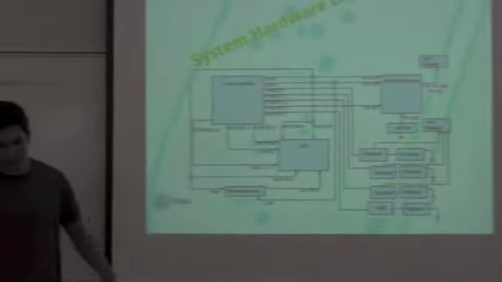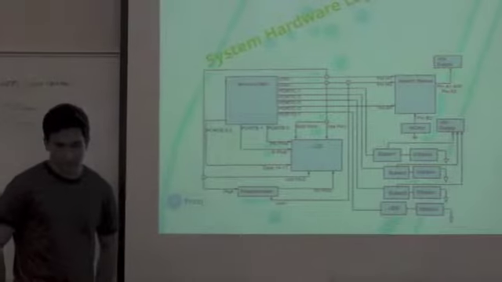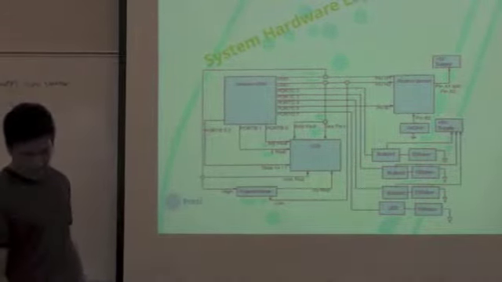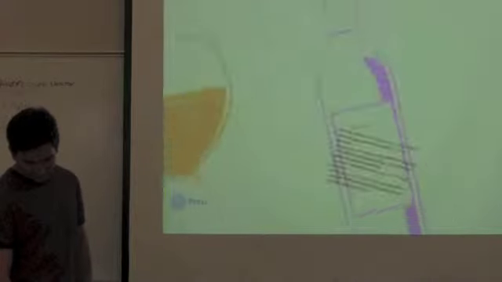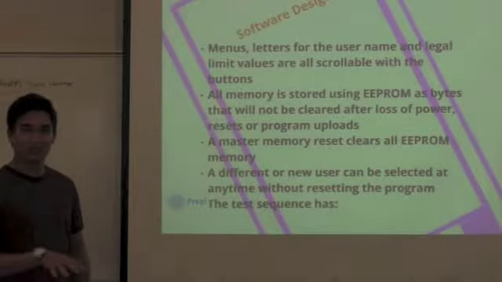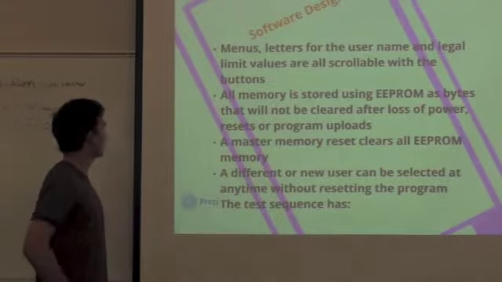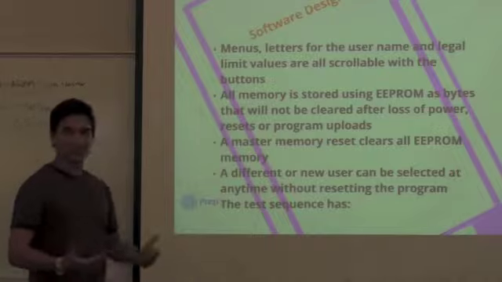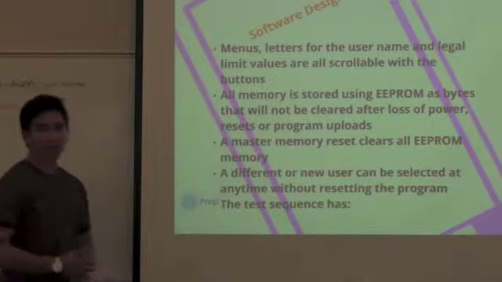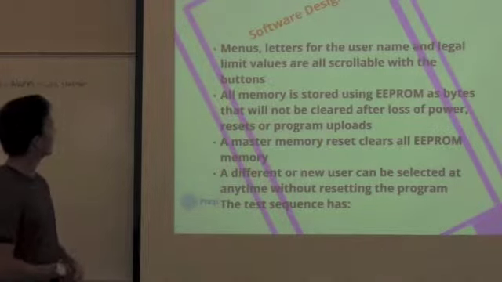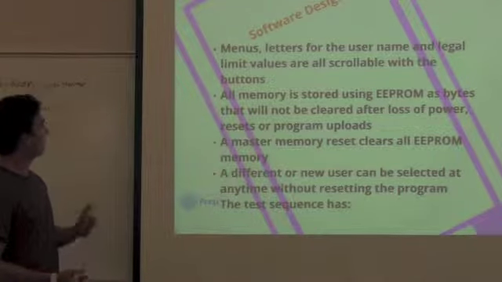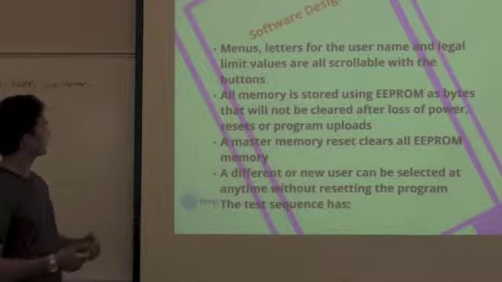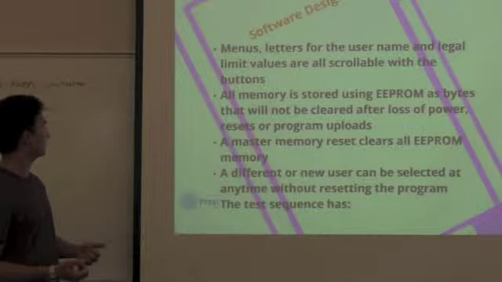So here's the hardware layout, pretty straightforward, nothing too insane, just the alcohol sensor, buttons and LEDs, and the LCD. But all the real new stuff between Project 3 and now was in the software. We made menus for basically all the different options that were in the requirements and the extended requirements. So the menus could scroll through letters when you're putting in a username, values for the legal limit, and between menu items.